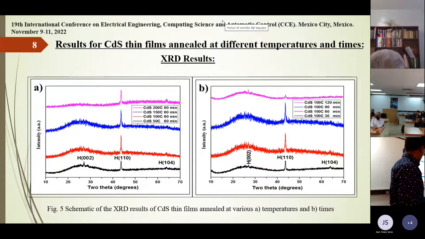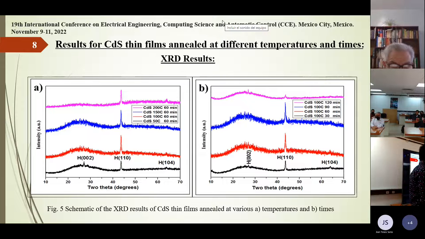After annealing, as I mentioned earlier, I have been working at different temperatures from 50 to 200 degrees Celsius at a constant time of 60 minutes, and then at a constant temperature with different times from 30 to 120 minutes.